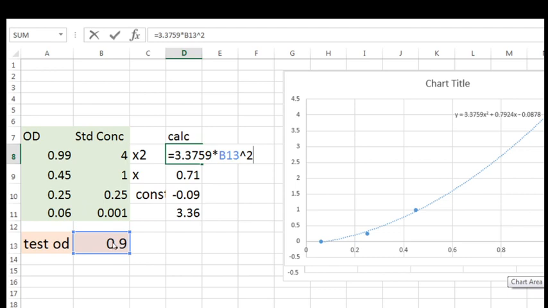In this case, I'm talking about an OD of 0.9. We can understand that 0.9 is between 0.45 and 0.99. And if you look at this graph, 0.9 is somewhere over here, which would come to a range somewhere between 3 and 3.5. And the figure I'm getting is 3.36, which is quite close to what we were expecting.